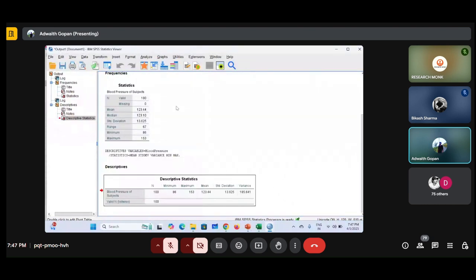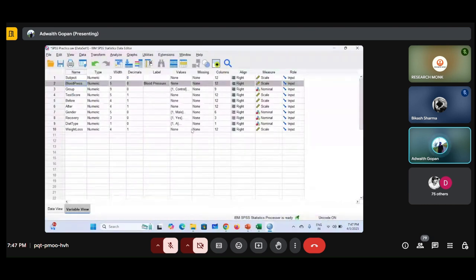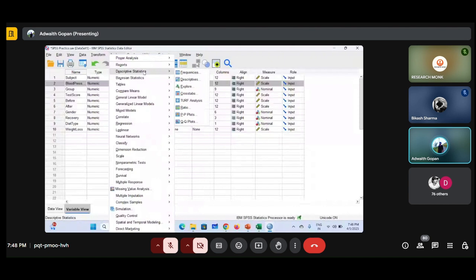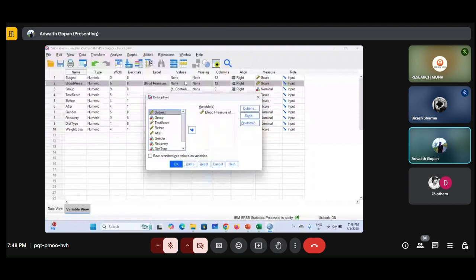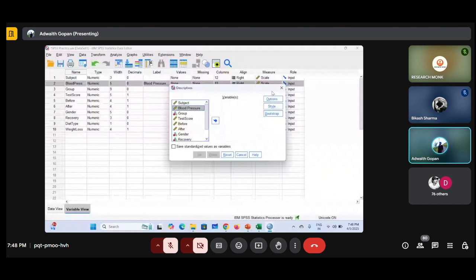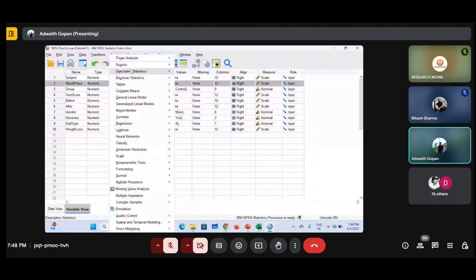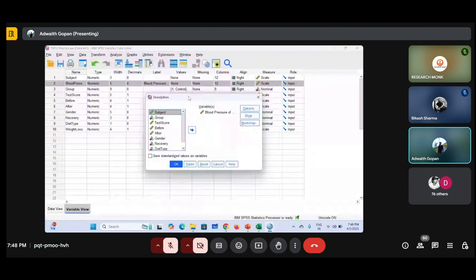Okay. So here we are going to do the descriptive statistics. For descriptive statistics, take your SPSS. I hope everyone has already loaded their data, and you have to go to Analyze, go to Descriptive Statistics, and click on Descriptives. I will tell you once again: go to Analyze, go to Descriptive Statistics, and click on Descriptives.